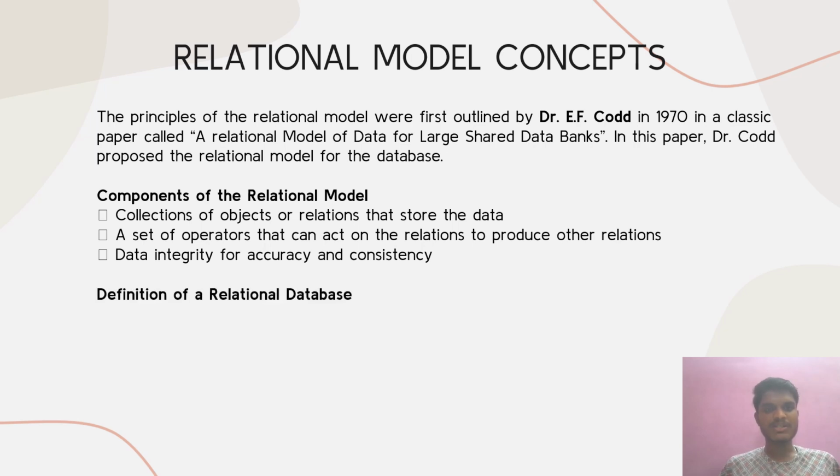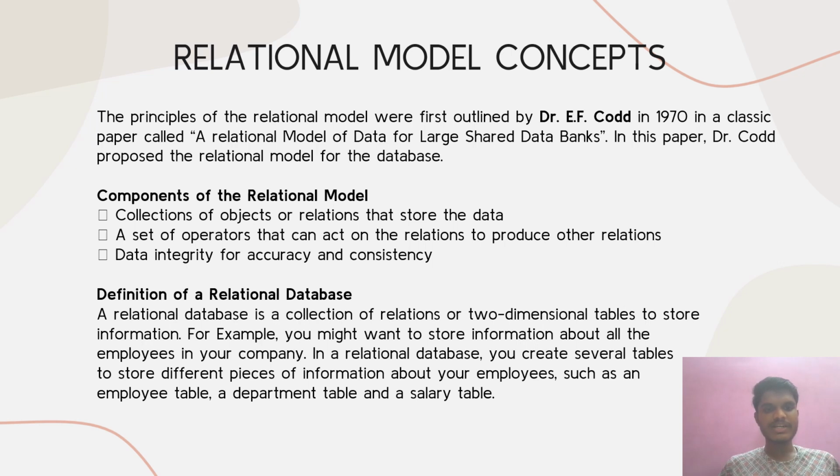Now let us know what is a relational model database. A relational database is a collection of relations or two-dimensional tables to store information. For example, you might want to store information about all the employees in your company. In a relational database, you create several tables to store different pieces of information about your employees, such as an employee table, department table, salary table, etc.